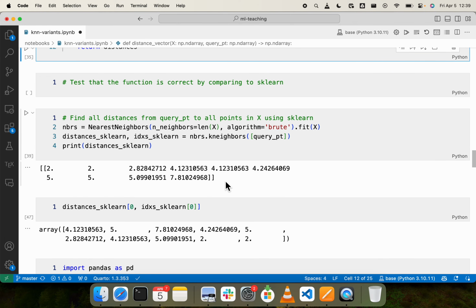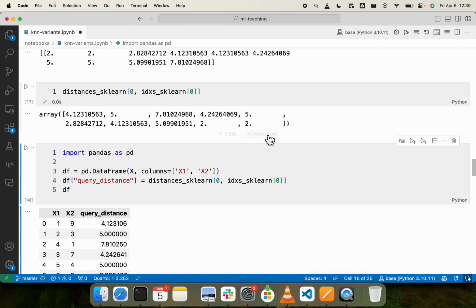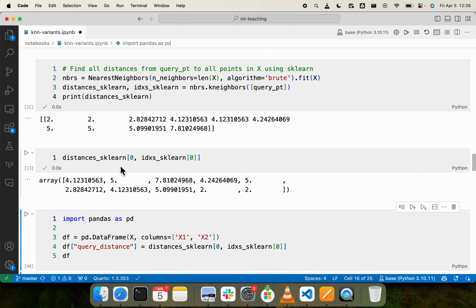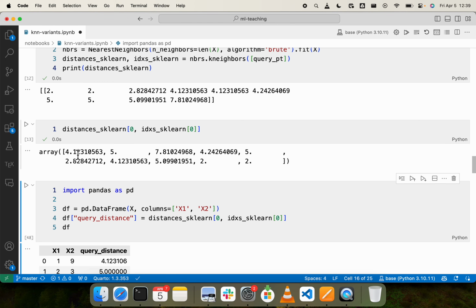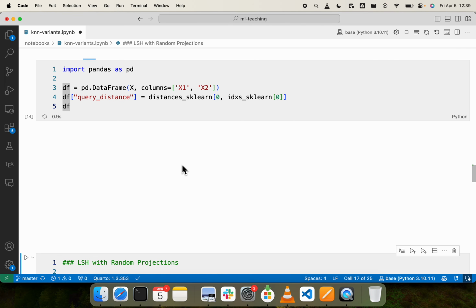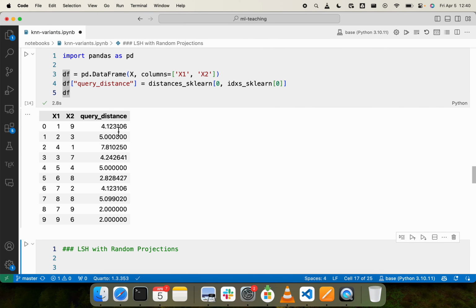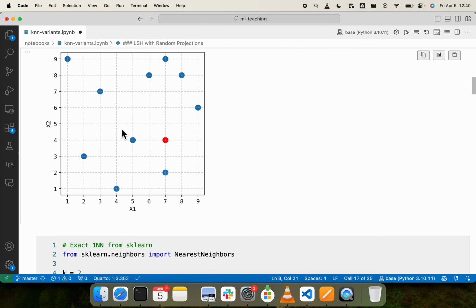We'll get 2, 2, 2.8, so on and so forth. But we don't really need it in a sorted fashion. We need it in the fashion A, B, C, D. I can then just index the distances with the correct indices in order to get them in A, B, C, D fashion. So I get now the distance between query point and A point, query point and B point, so on and so forth. I can also just simply create a pandas data frame, which gives me if x1, x2 is something, then what is my query distance. So I'm doing all of these things so that you can go back to this plot and verify if the numbers are making sense or not.